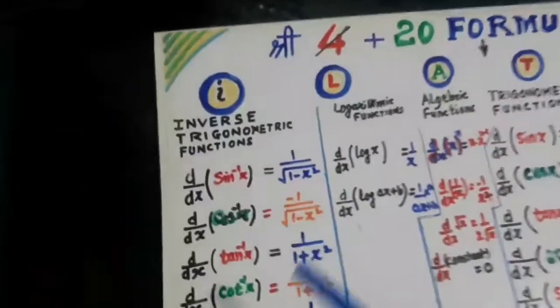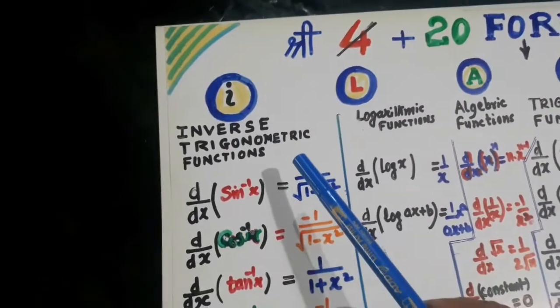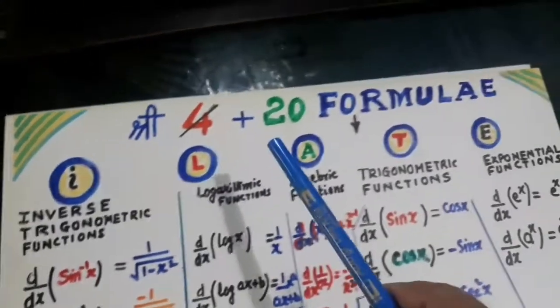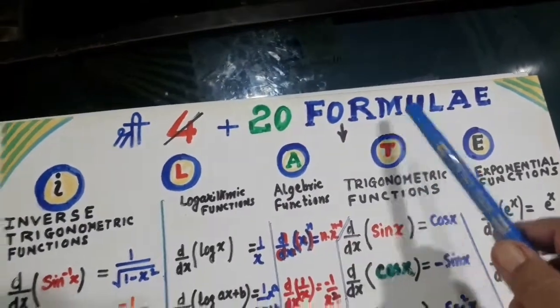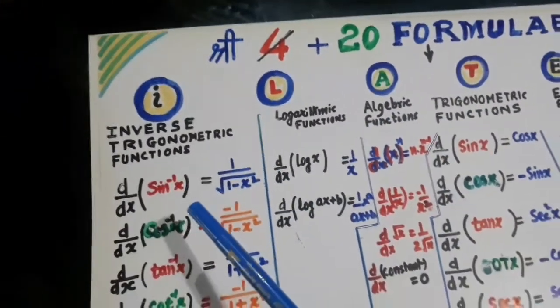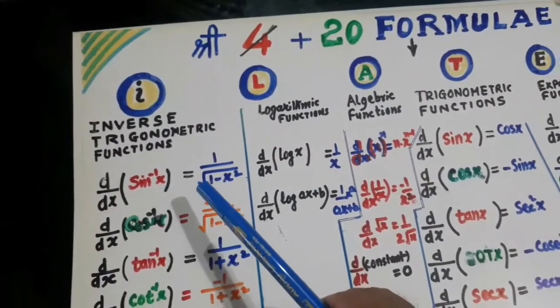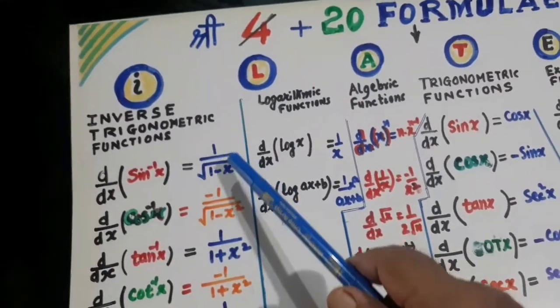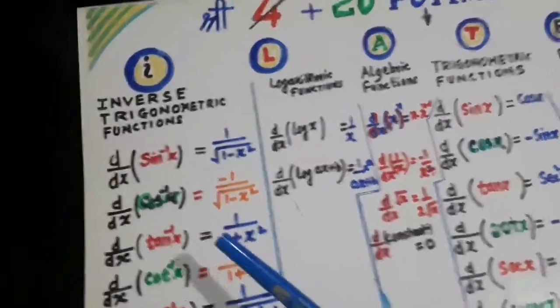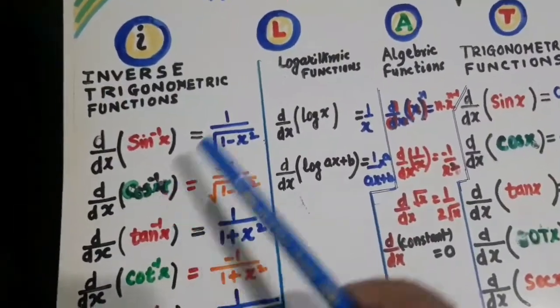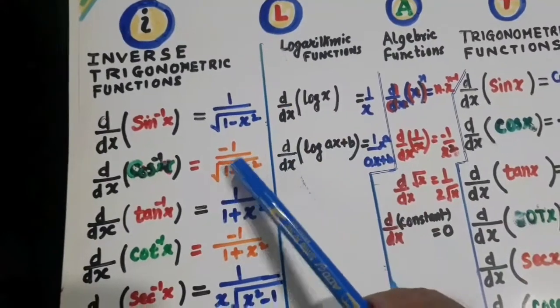Number 1, inverse trigonometrical functions. देखिए 4 rules हो चुके. Now we are going with 20 formulae. Number 1, ddx of sine inverse x, it is 1 over under root 1 minus x square. ddx of cos inverse x, same but with minus.